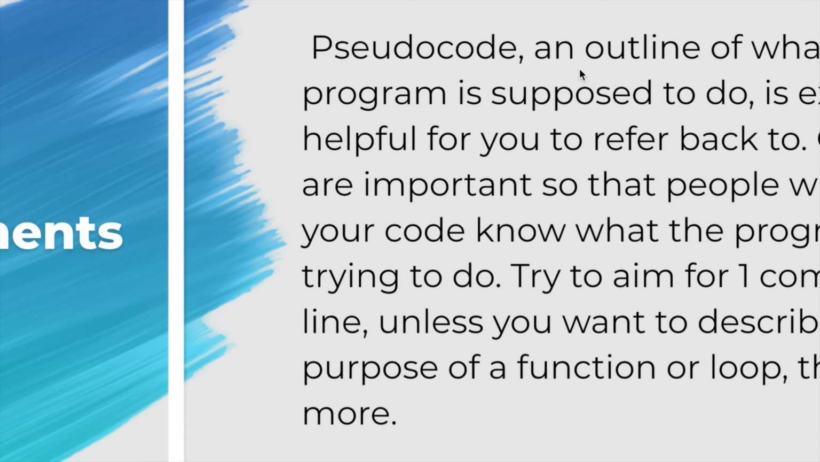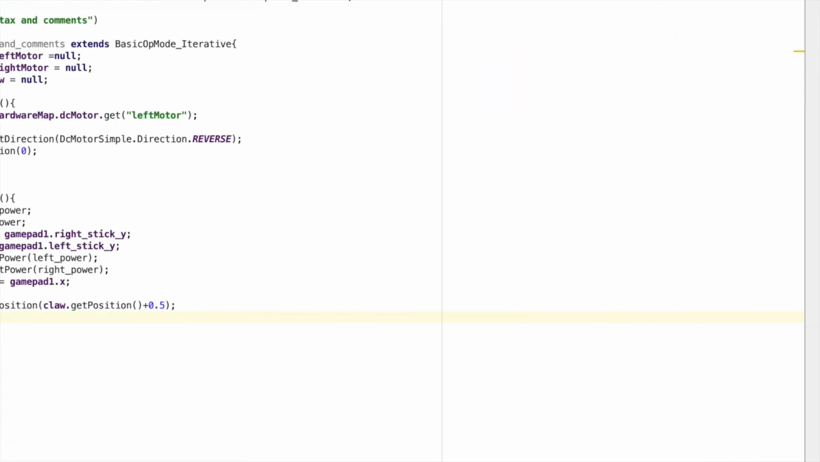Pseudocode is an outline of what your program is supposed to do and is extremely helpful for you to refer back to. Comments are important so that people who view your code know what the program is trying to do. Try to aim for one comment per line, unless you want to describe the purpose of a function or loop. Then you should add more.